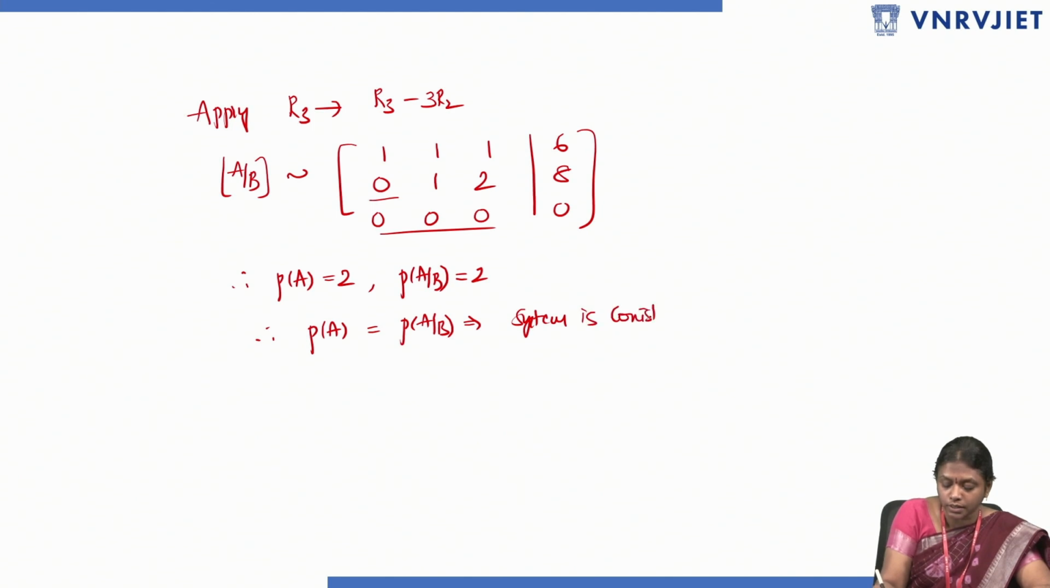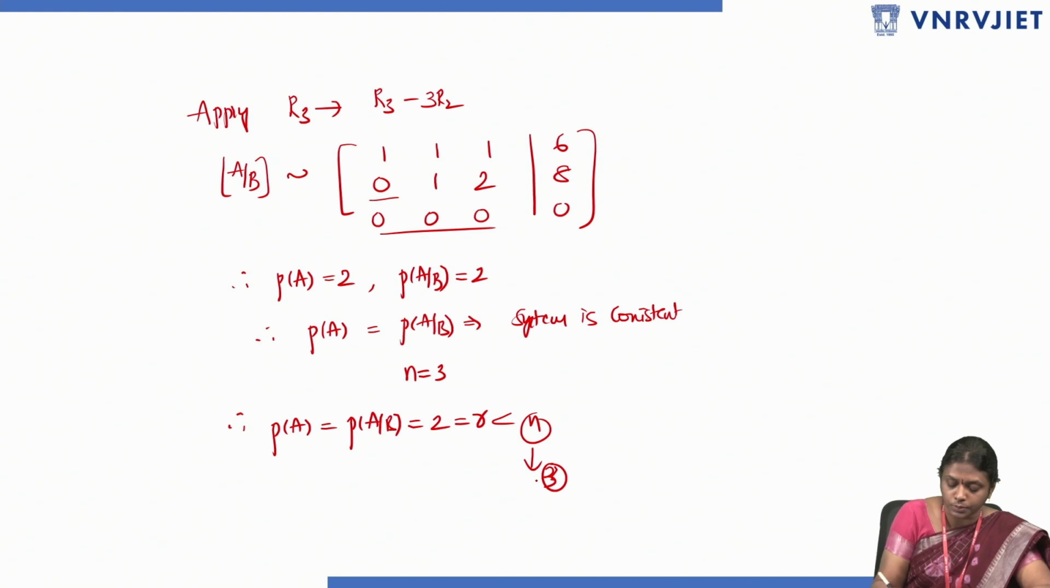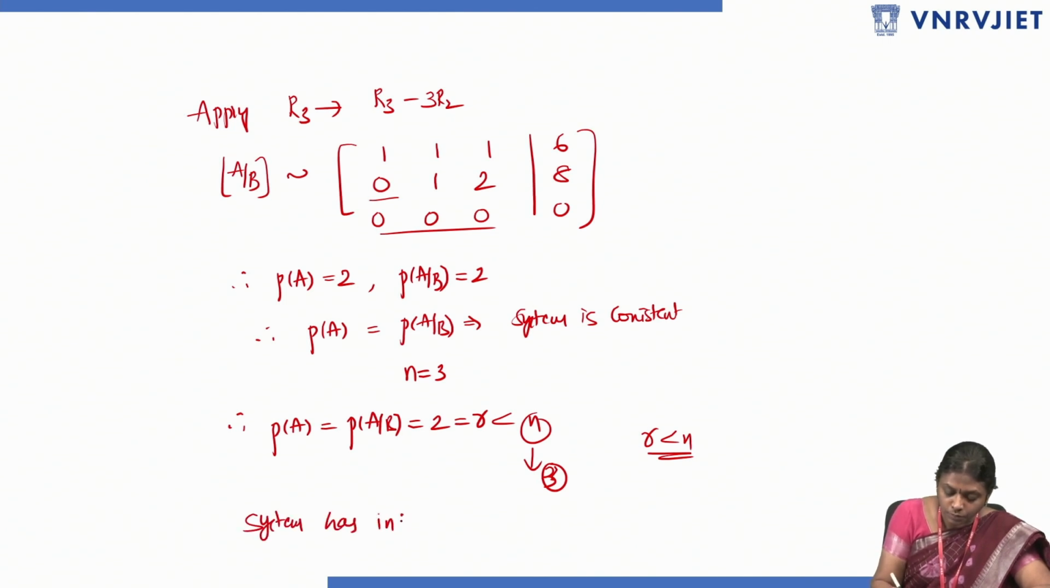If the system is consistent, then what type of solution will you be getting here? It depends on the number of unknowns, that is, n is equal to 3. Therefore, rank of A is equal to rank of the augmented matrix, which is equal to 2, that is equal to r, but it is less than n. Here the number of unknowns is 3, but you got the rank as 2. Therefore, the condition r is less than n is satisfied. In this case, the system has an infinite number of solutions.